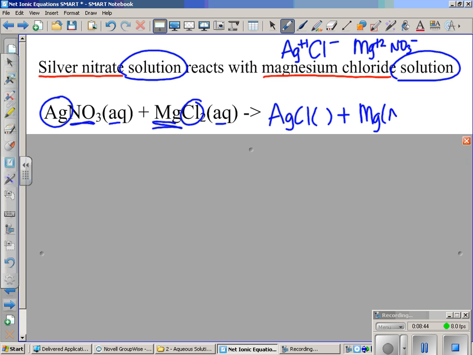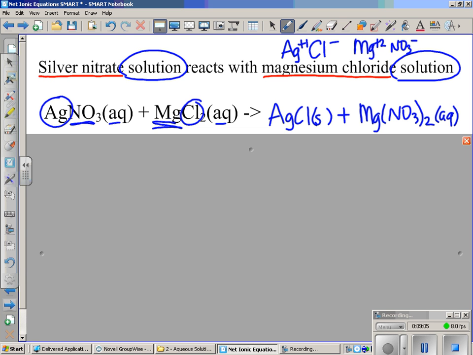So when we crisscross that, we get Mg(NO3)2, like so. Now there's that nitrate. You see that nitrate in magnesium nitrate. That makes this one aqueous. And if this one's aqueous, then we know that one is solid, because again, these are all precipitation reactions. So one of the products has to be a solid.